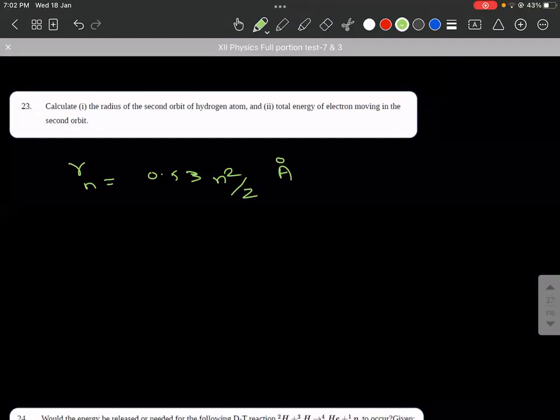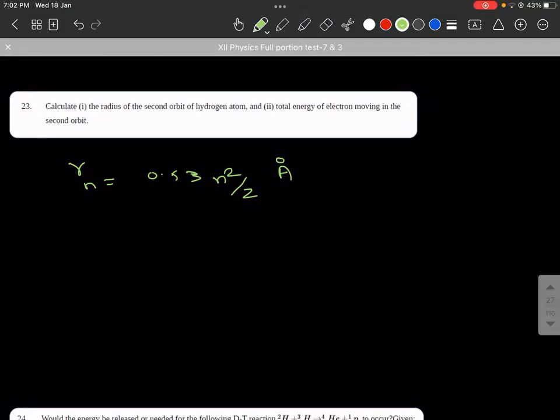So 0.53 into n square divided by z. What will be the answer? 0.53 into n square is 4, divided by z, which is 1. So how much are you going to get when you multiply this? 212. So 212 is what you are going to get. Two values, you push it to the left. So 212 angstrom is going to be the answer.